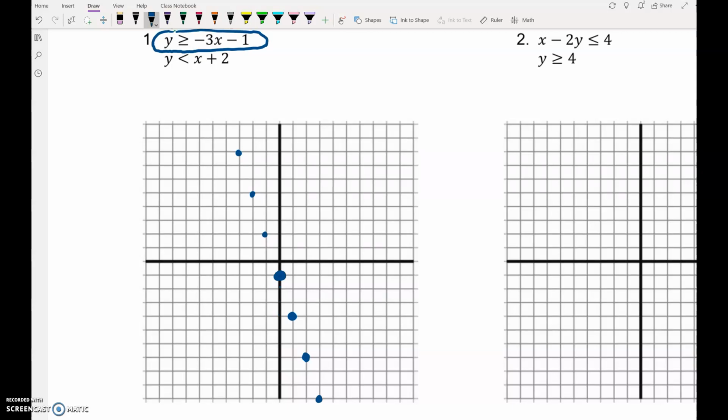We need to decide if this needs to be a solid line or a dashed line. So take a look at the inequality. It's greater than or equal to. Because it's or equal to, that means we need a solid line. So draw a solid line in.